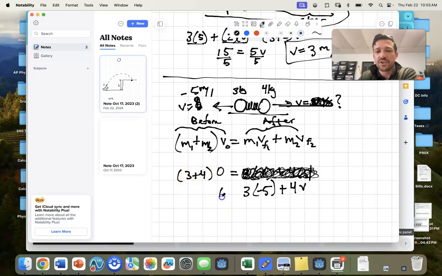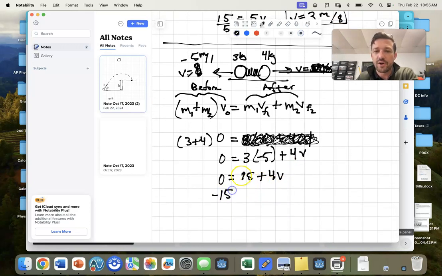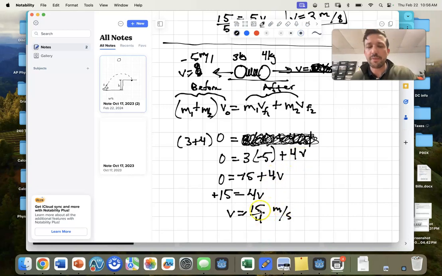This is 7 times 0, which is just 0, right? So we got 0 equals this stuff. So let's work it out. That would make 15 plus 4v. And remember, you can plug into your calculator at this point if you want to. We subtract the 15 over. Or, I'm sorry, that was -15, because 3 times -5 is -15. So we add the 15 over, which makes it plus 15, equals 4v. So v is equal to 15 over 4 meters per second. If you wanted to write that as a decimal, you can, but you can leave it as a fraction. And here we go. There's our answer. Our velocity is 15 over 4 meters per second.